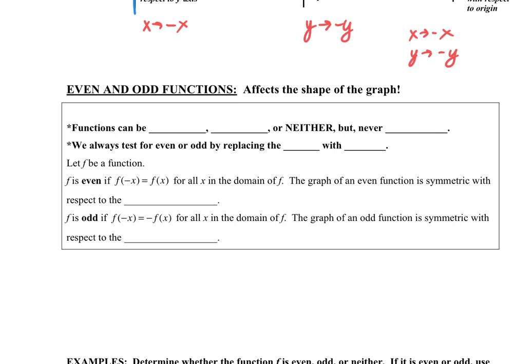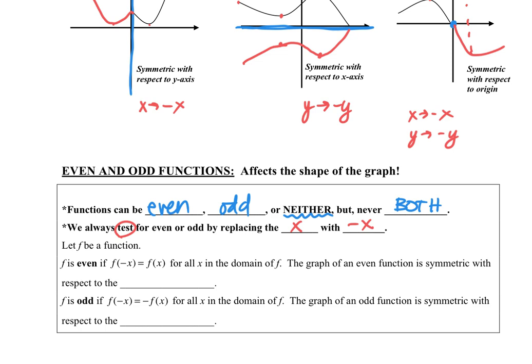It's kind of weird, but an even and an odd function does affect the shape of the graph. Functions could be even, they could be odd, they could be neither, but they could never be both. Now, if I'm testing for even and odd, I always do the same test. I'm always going to replace the x with negative x.